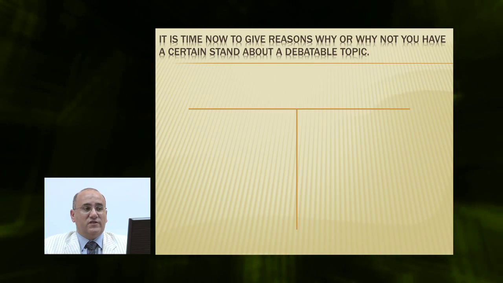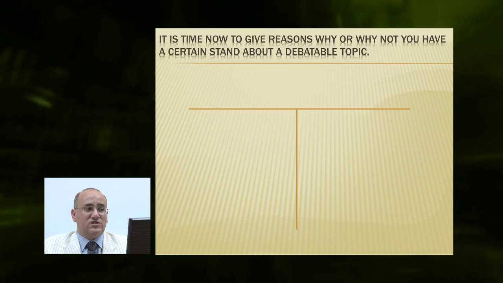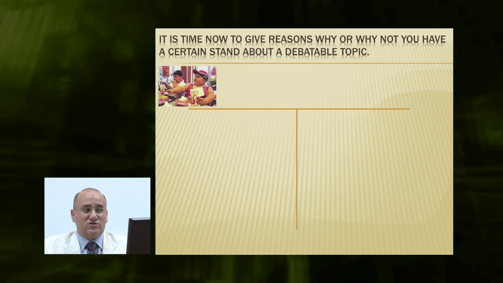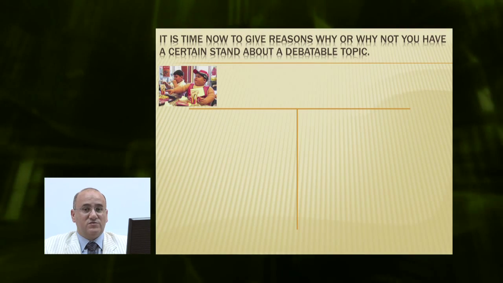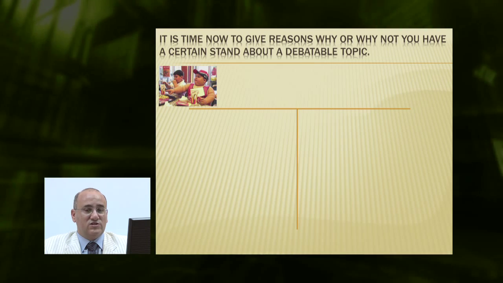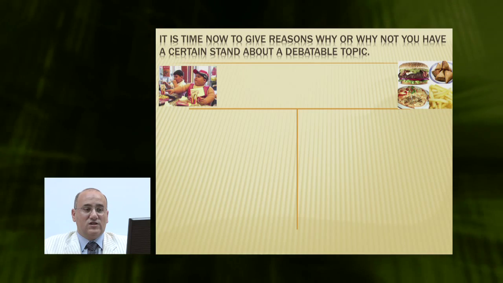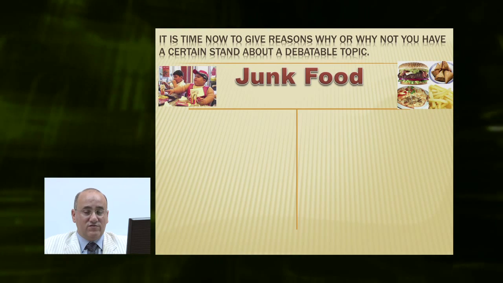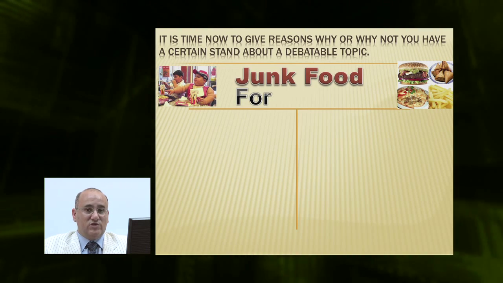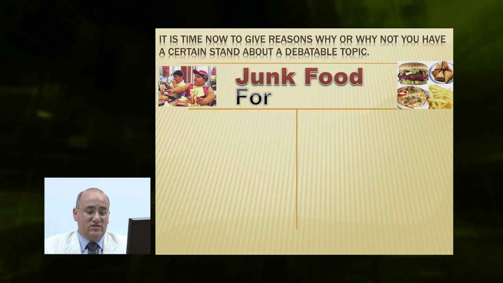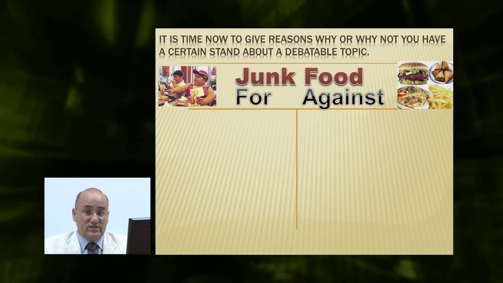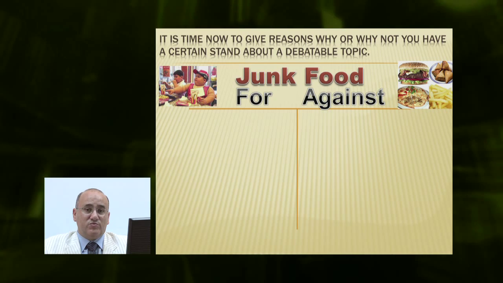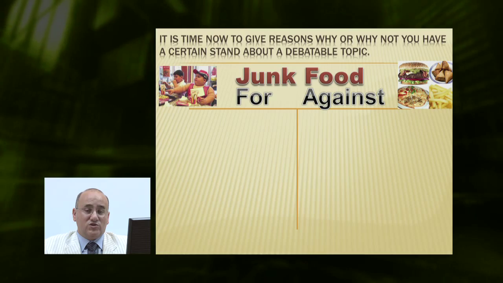Now it's time to give reasons why or why not you have a certain stand about a debatable topic. These pictures can explain our topic well. I think they are funny but very expressive. Have a look at the two boys. Have a look at the kind of food. And here again, this is the food they are eating. The topic is junk food. When you are debating an issue, you have to take one side, either for or against. Whatever stand or position you take, you have to support your choice. You have to support your opinion.